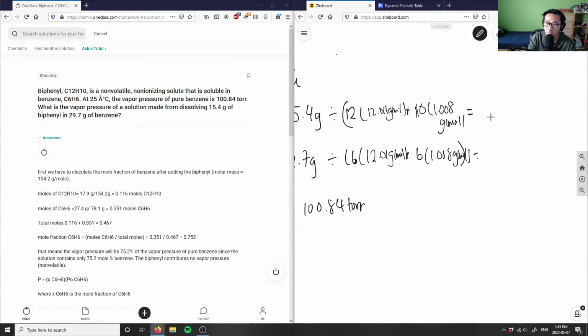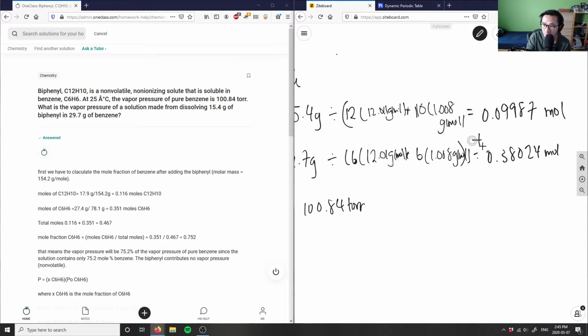So let's just actually solve for this solution here. This here is going to give me 0.09987 moles. And then let's correct this solution. 12.01 plus 6 times 1.008 would give me a molar mass of benzene of 78.108. I'm going to divide that by 29.7 here, and this will give me 0.33824 moles of benzene.